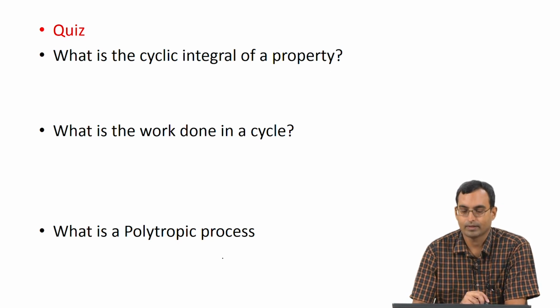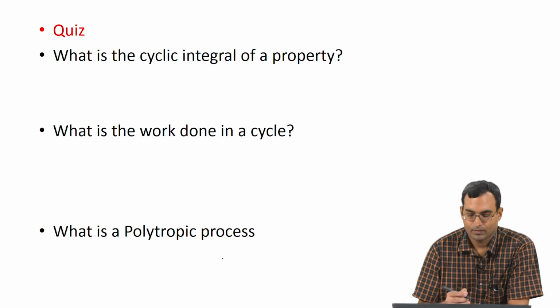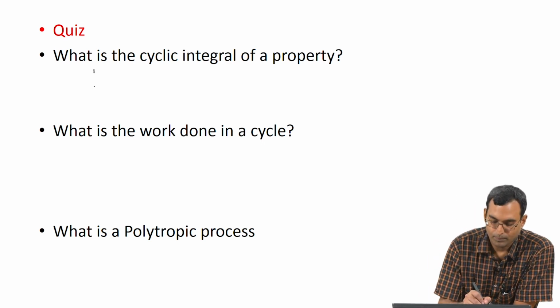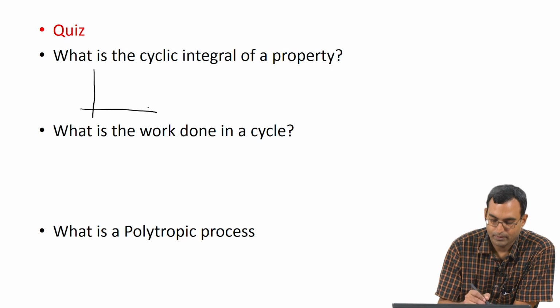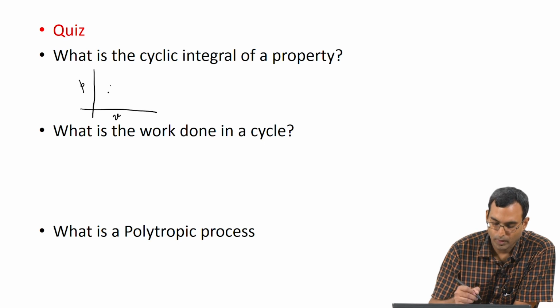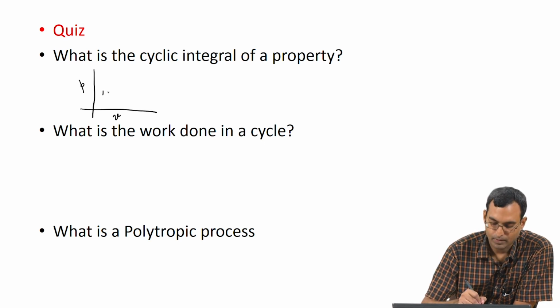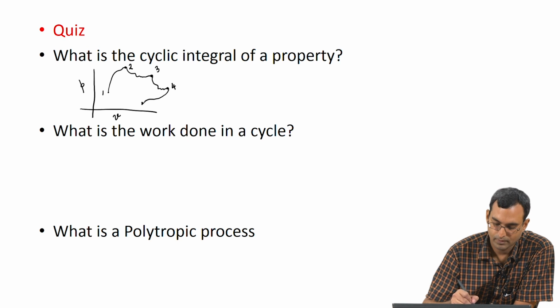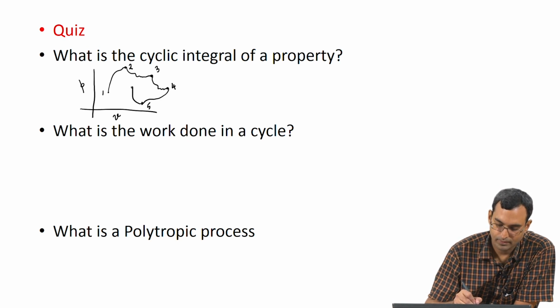So, the first question is, what is the cyclic integral of a property? Of course, by the cyclic integral, what we mean is the value of a property when we go around a cycle. So, for example, I can look at a PV diagram. Let us say I start from point 1, I go to some other point 2, then some other point 3, then point 4, and then 5, and then 6, and then 7, and come back to 1.